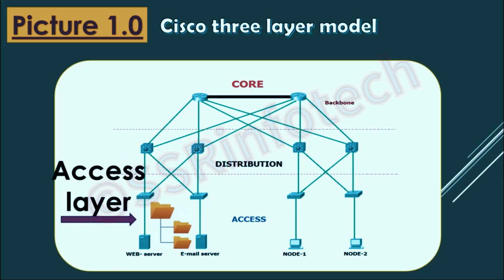There are some functions to be included at the access layer: creation of separate collision domains, microsegmentation, switches, workgroup connectivity into the distribution layer, device connectivity, resilience and security services, and advanced technology capabilities like voice and video. Technologies like Gigabit and Fast Ethernet switching are frequently seen in this layer.